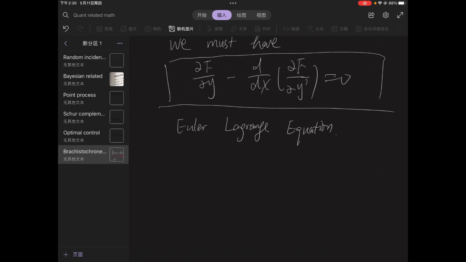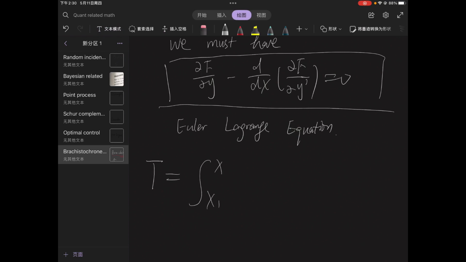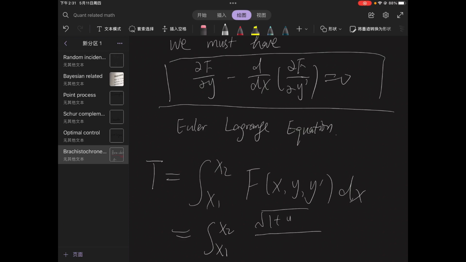Okay, now we continue the second part of the Brachistochrone problem. Now we have the Euler-Lagrange equation. Actually, we can solve it directly. But let me introduce something more, because we know that t is equal to the integral from x1 to x2 of this f of x, y, y' dx. But here, the function f is the square root of 1 plus y' squared over the square root of 2g(h minus y) dx.